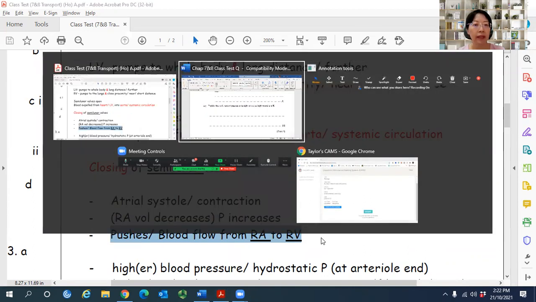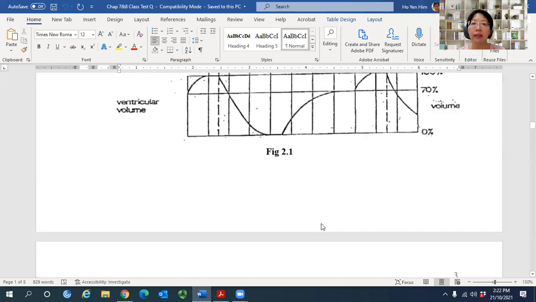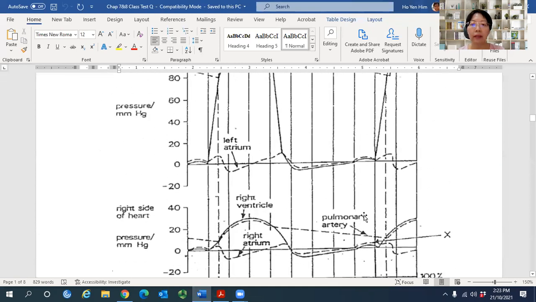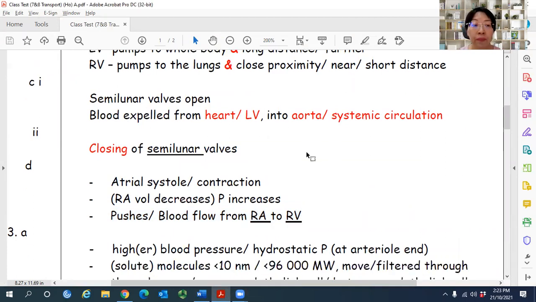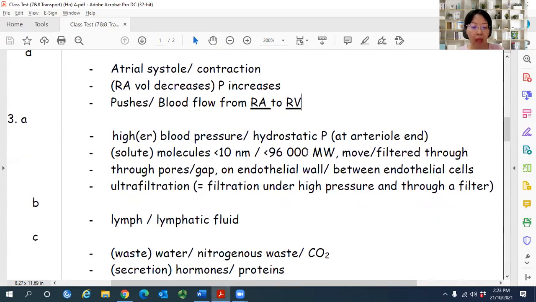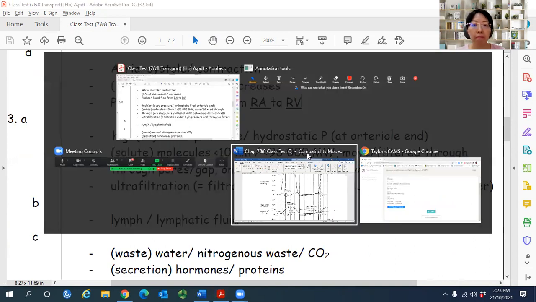The graph there in X is actually showing the right side of the heart only. So this is X, this is the left. Therefore you need to specify according to the question to score. So this is something that you got to be very careful about. You can score the mark, but you got to be very careful and very detailed. All right, question 3.